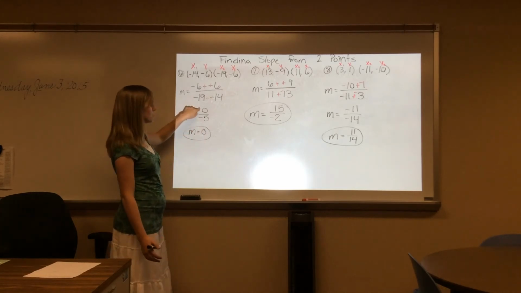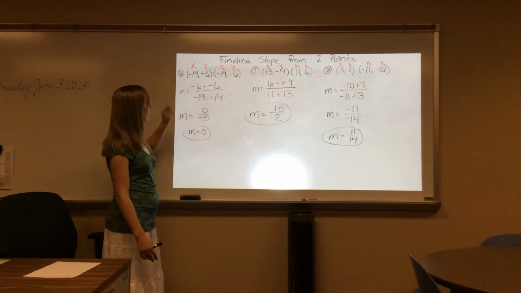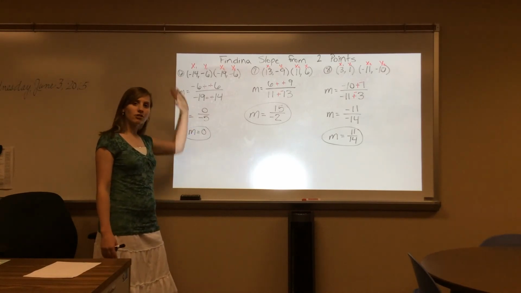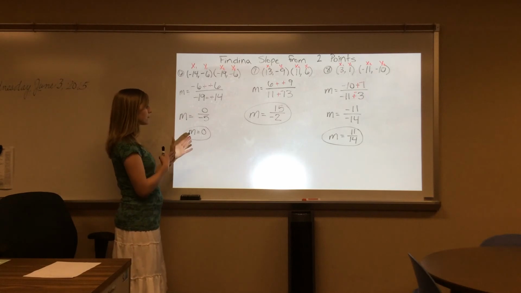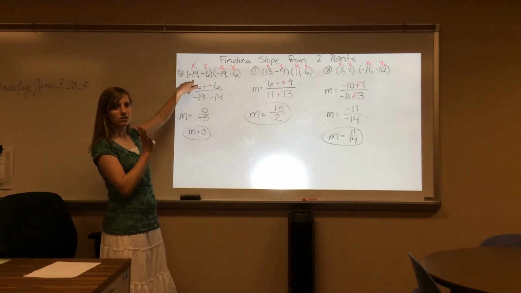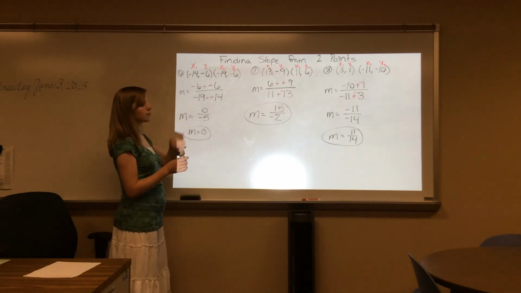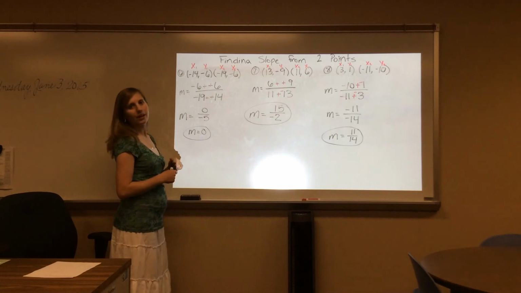So 0 in the numerator is the 0 slope, the constant slope. 0 in the denominator means it's vertical, and that's when it's undefined. So you're just going to have to remember what those two are. If it helps you, make a little sketch of these 2 points, just a general idea. And you'll be able to see very clearly which one is 0 and which one's undefined.